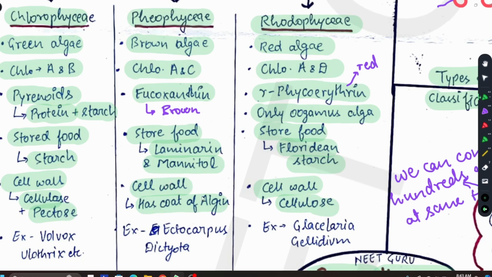In phaeophycy, you see algin apart from cellulose, and in rhodophycy, you see cellulose only. Example, chlorophycy, here Volvox, Ulothrix, etc. There are some other examples you have to learn from the books. Phaeophycy have Ectocarpus, Fucus, and rhodophycy have Gracilaria, Gelidium. These are the examples you have to learn. There are other examples also in the book.